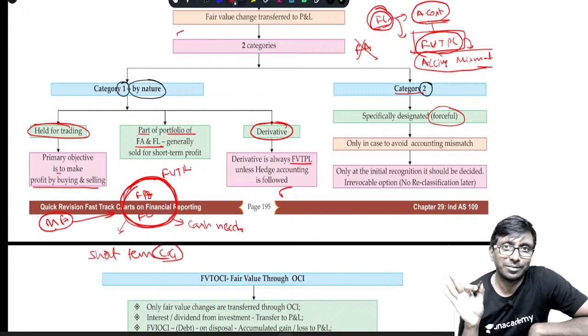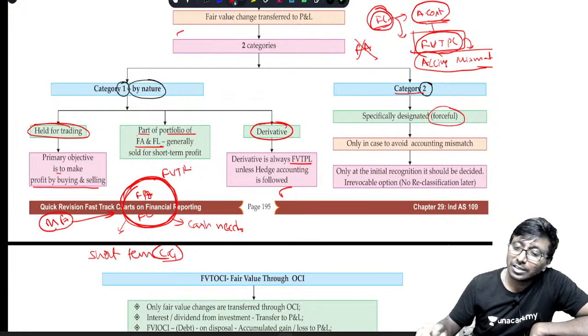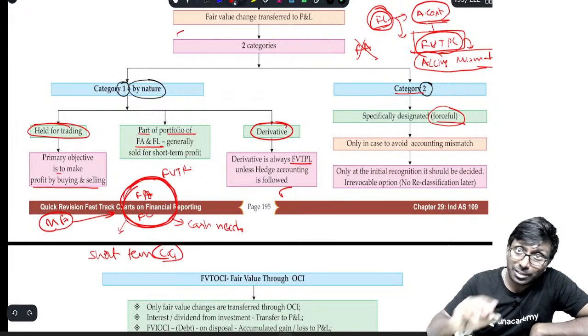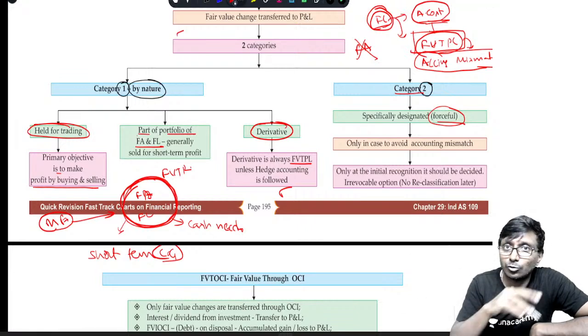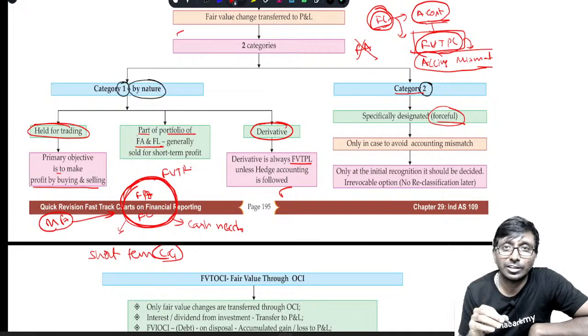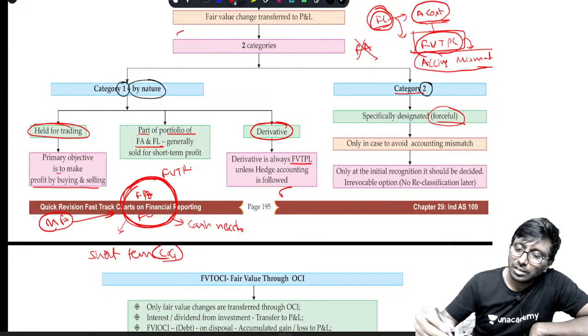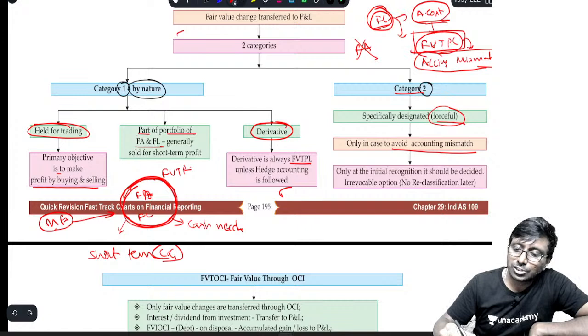Anytime you can go to FVTPL. Got my point? Right. So for a financial asset, FVTPL is the last resort. Understand? If you do not satisfy anything, it will come to FVTPL only anyhow. That's the reason. This is to avoid the mismatch, correct?